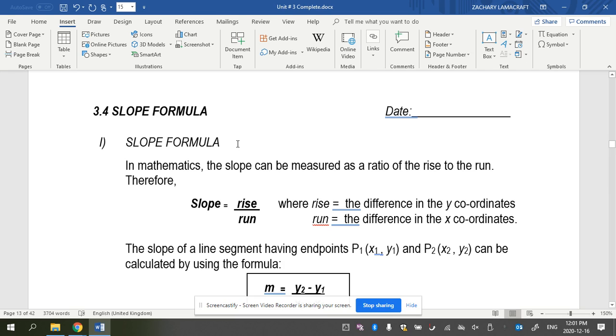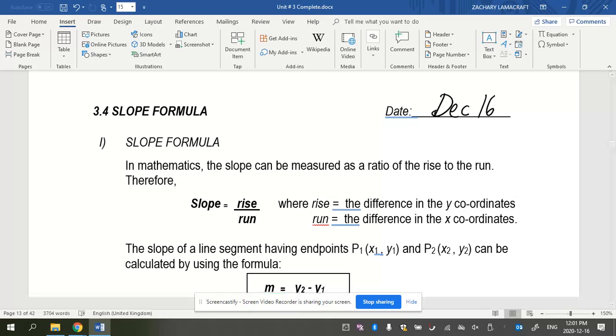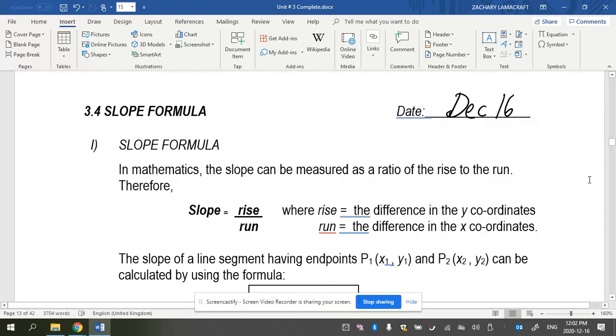Okay, so we're going over the slope formula, and we just went over slope based on the Cartesian plane in our last lesson. This time we're going to do it mathematically, and there's a way to go about it without even having to look at the Cartesian plane. And that's what we're going to go over.